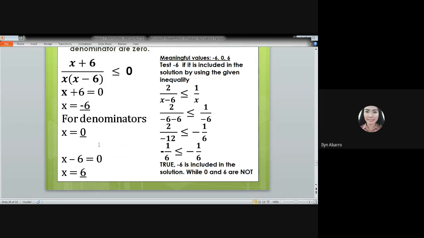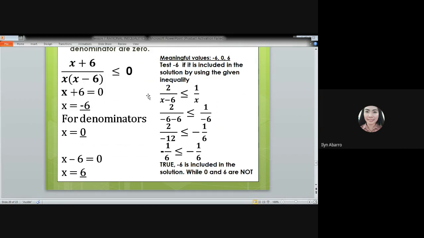Okay, so but then we have to test negative 6 if this is part of the solution. So for the denominators, no need to test it because it is excluded already because it will make our expression undefined. Lahat ng value na magzi-zero out sa denominator is not included, or that is undefined.